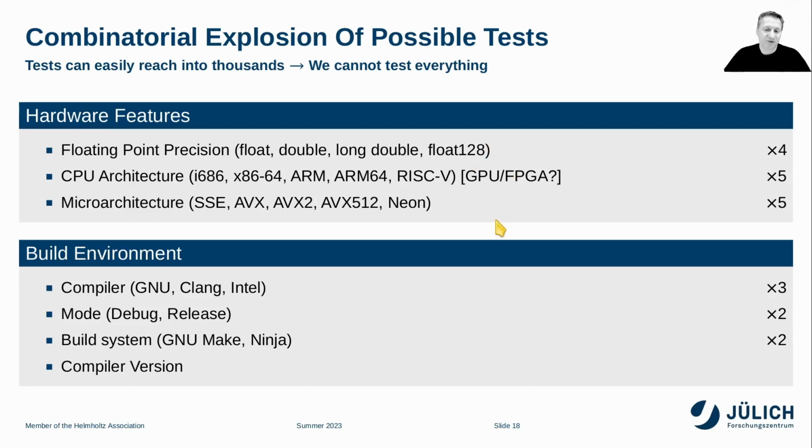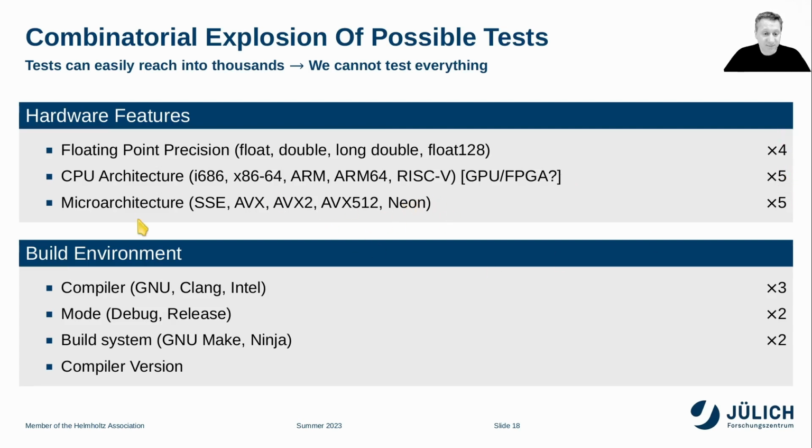And this is not even variables that are related to your code. This is just related to your software environment and your hardware. As you've seen on earlier slides, for example, if you want to be portable, obviously you want to test on different CPU architectures. In this case, I used 5 different architectures. You want to test for different floating point types. I used 4 different types. So we already have 5 times 4 tests.